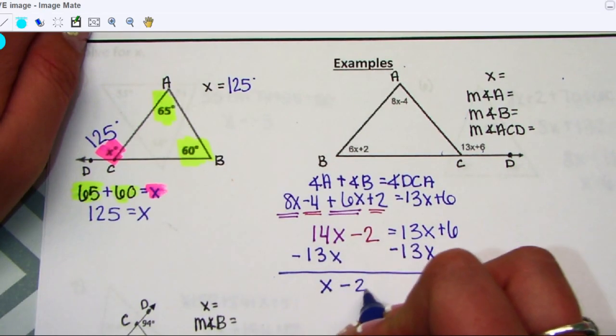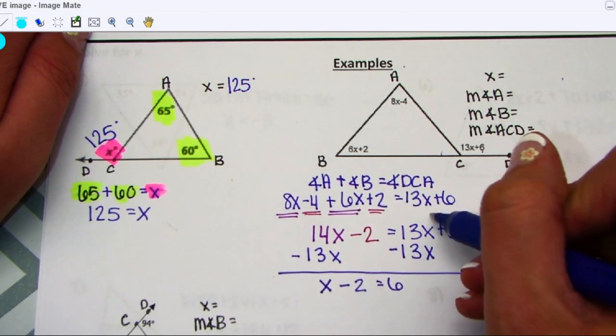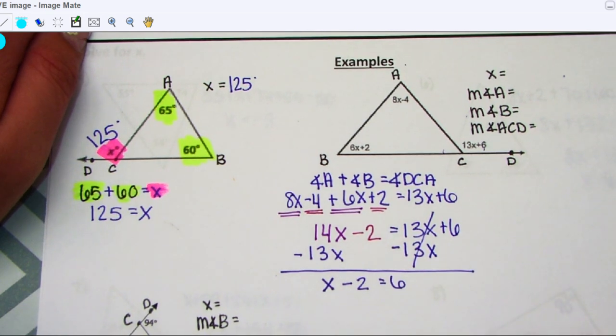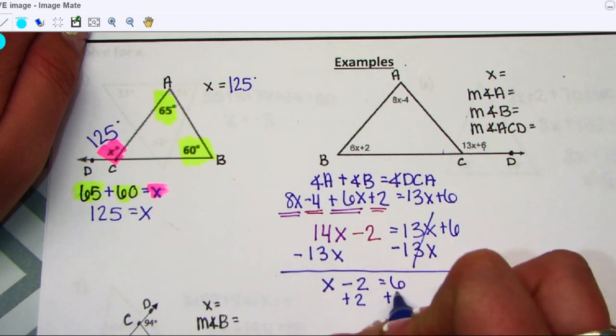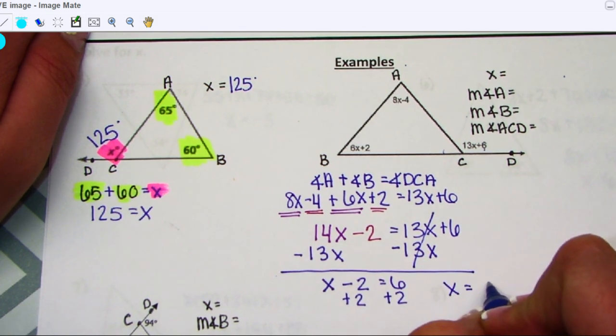x minus 2 equals 6. There we go. Remember, this is moved. It's out. Next. Good. So x is equal to? 8. Yep.